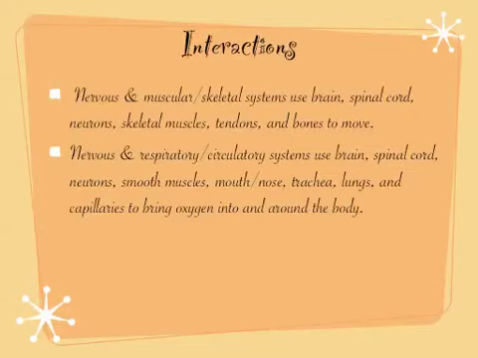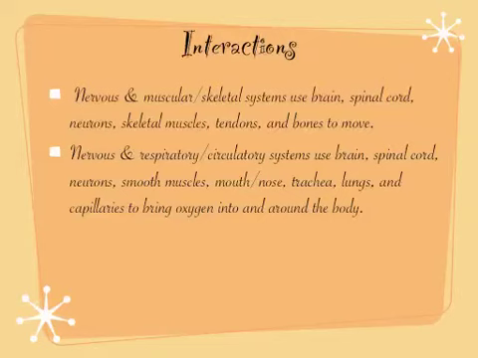Your nervous system also works with the respiratory and circulatory systems. Again, your brain, spinal cord, and neurons, which are part of your nervous system, will work with smooth muscles found in organs in your respiratory system, such as your mouth, nose, trachea, lungs, and capillaries.